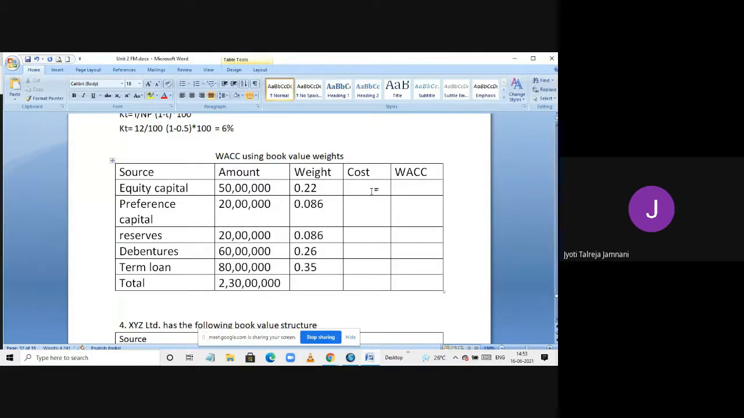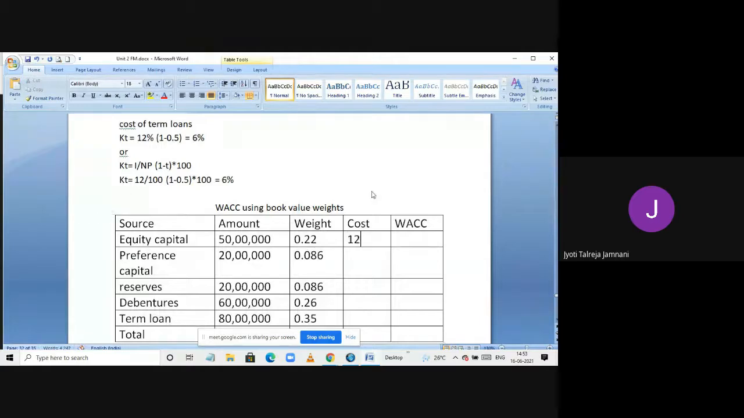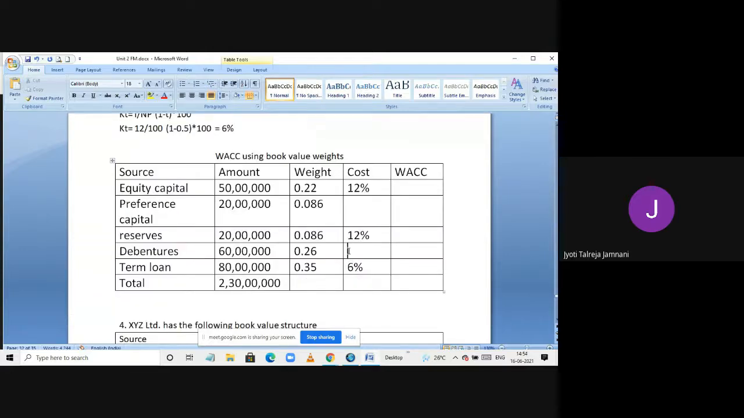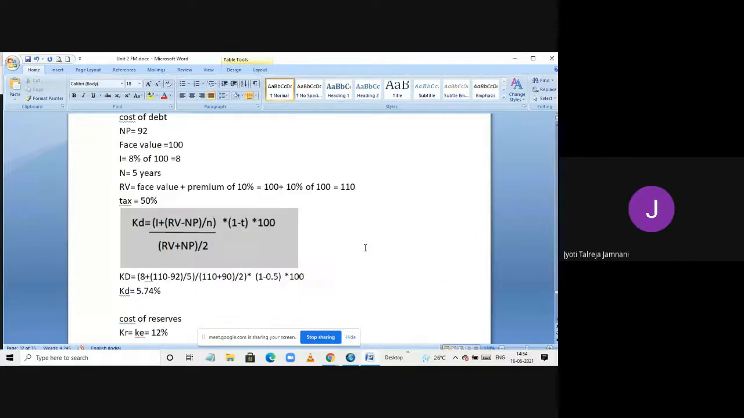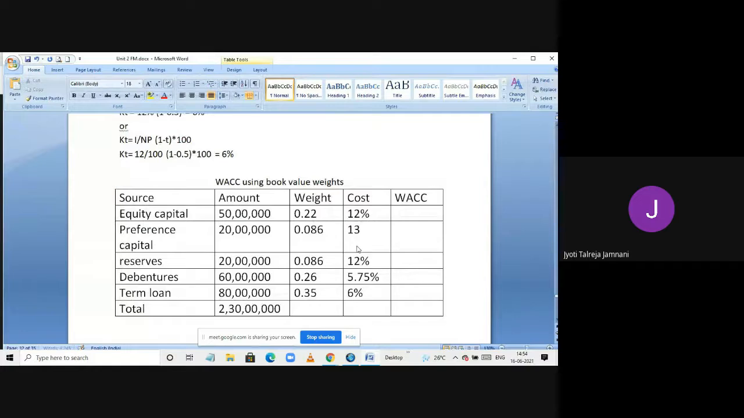Okay. Now the cost of equity was 12%. Same we take for cost of preference. So wherever there is reserves also, I write it as 12%. Term loans, just now we calculated 6%. Then cost of debt we'll find 5.74. And cost of preference 13.17. This is what we all have calculated.